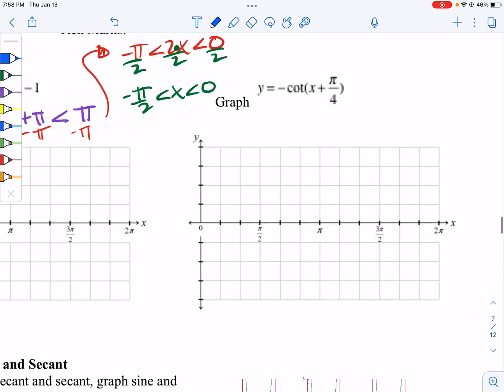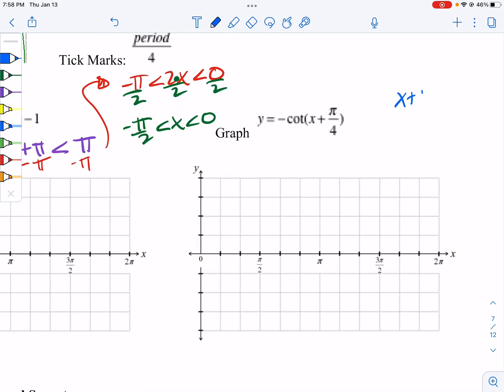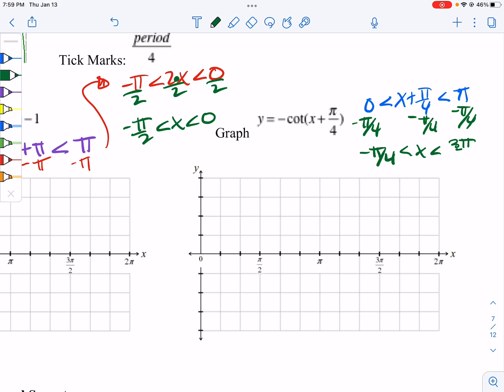So if we look at this one, I can set the x plus pi fourths in between 0 and pi. Here I'm going to subtract pi fourths. I get negative pi fourths is less than x is less than, and pi minus pi fourths gives us 3 pi fourths. So I'm starting at negative pi fourths, which in this case is 1.5 tick marks, and then going to 3 pi fourths, which is halfway between pi halves and pi.